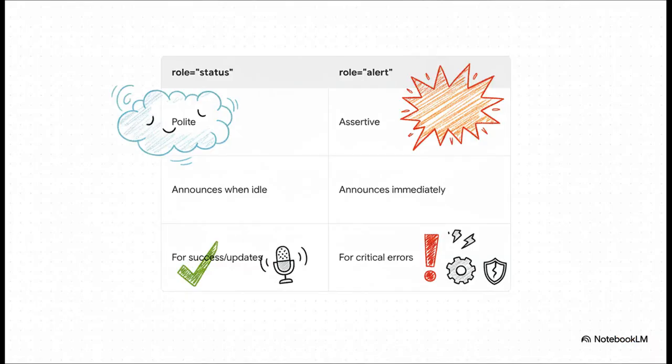So let's put them side by side. Status is polite for general updates, and it waits for a pause. Alert is assertive for critical errors, and it interrupts immediately. Choosing the right voice is everything. If you make everything an alert, your site becomes incredibly annoying and chatty. But if you use status for a critical error, your user might miss it completely.